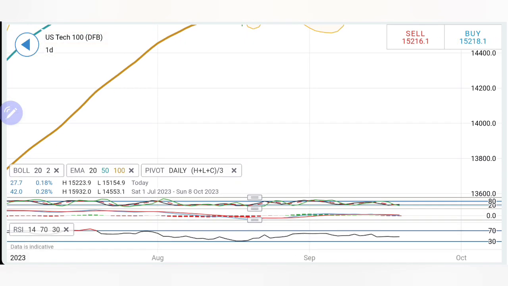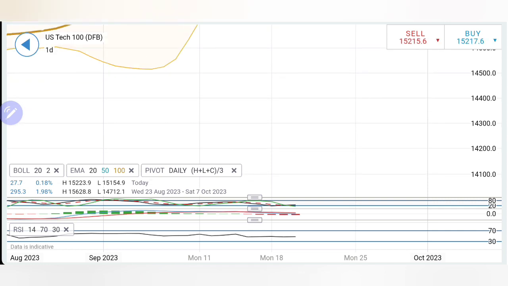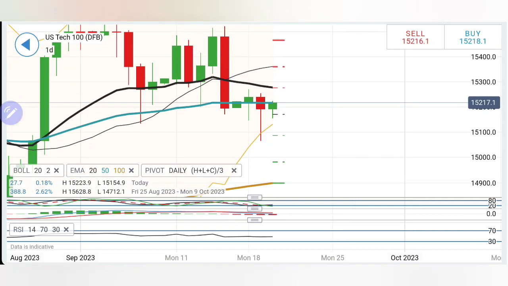RSI is almost flat. So looking at this, I will recommend you to now wait for 15,250 levels to be breached, but then also you have to be careful here for 15,270 to 15,300 levels. As long as 15,300 is respected, we are not going to treat Nasdaq 100 as bullish. It can potentially reverse if it stays below 15,300.